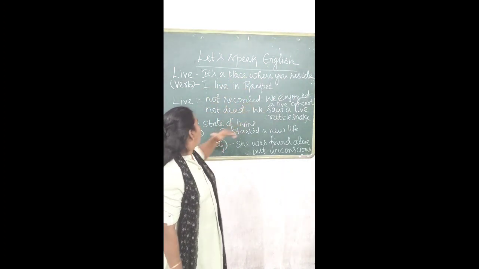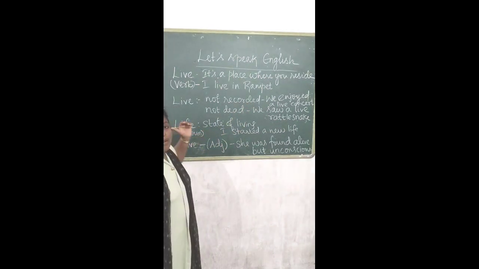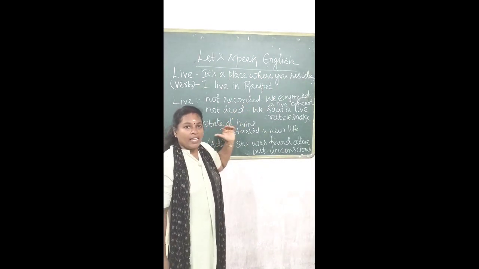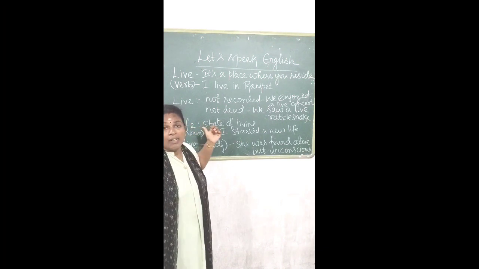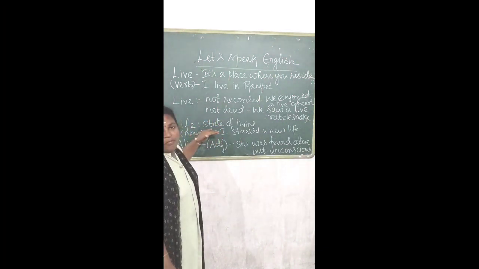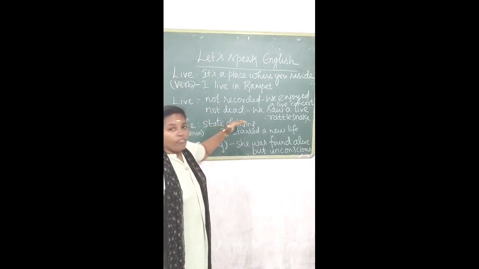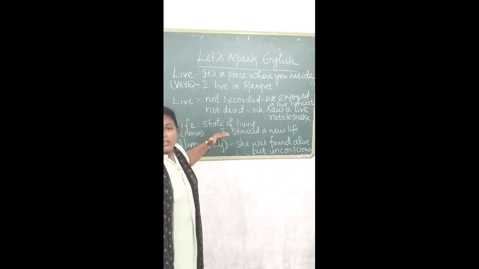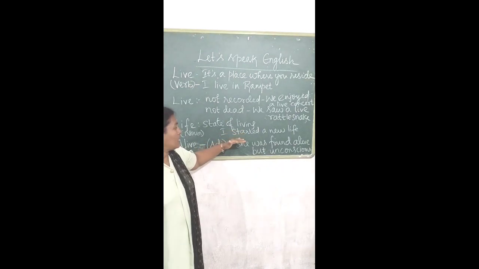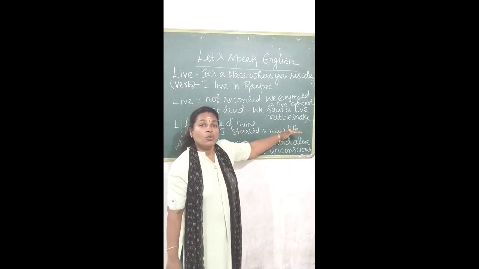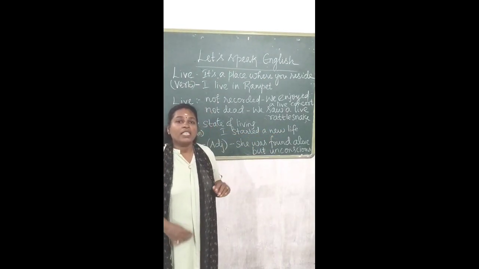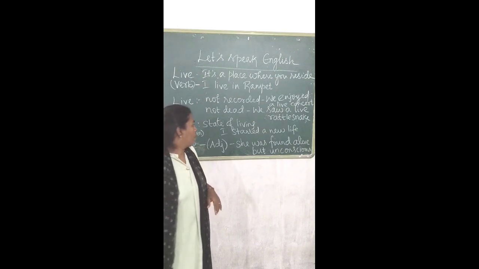This is very important. Another one, life. Life is in the form of a noun. So life, what is the meaning for it? It is the state of living. How can we frame a sentence? I started a new life. I sacrificed my life for my children.